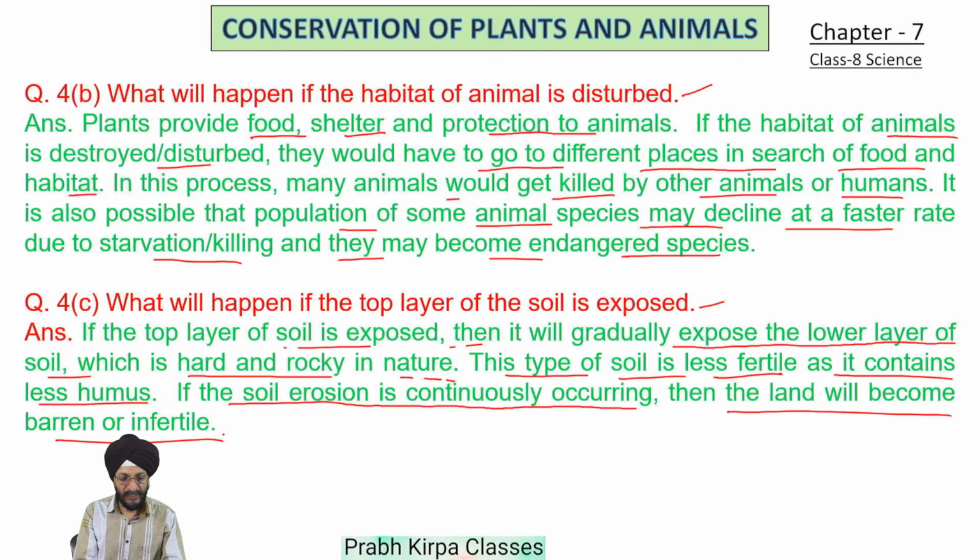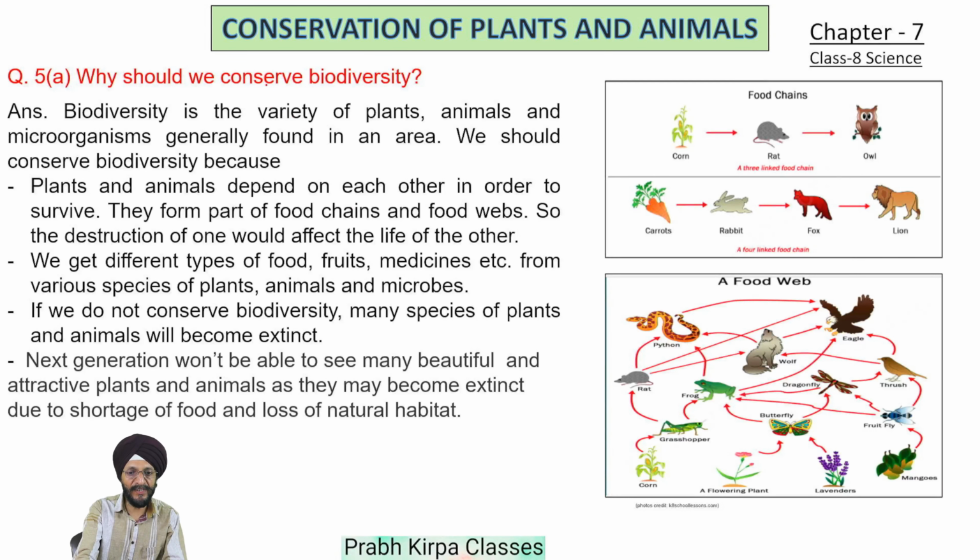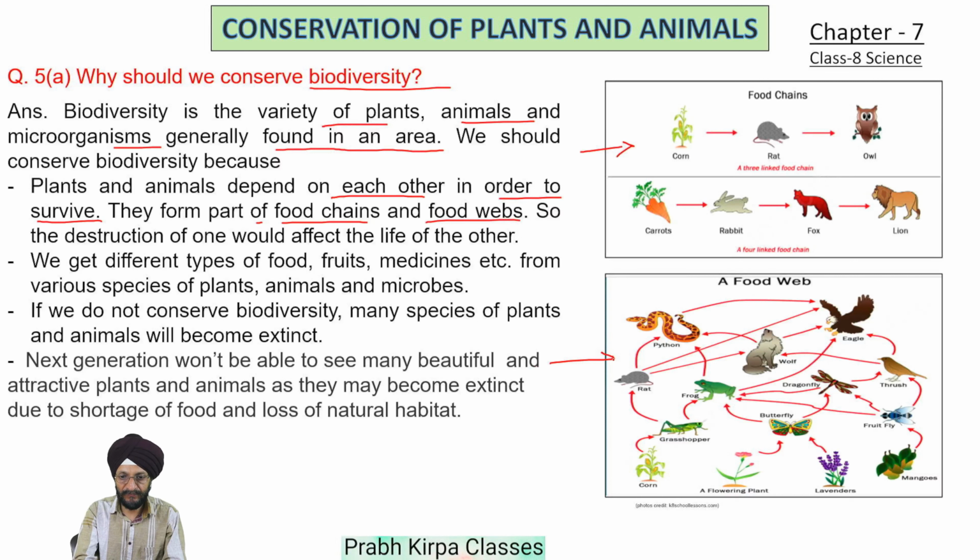Now we will see question 5a. Why should we conserve biodiversity? First, we understand what is the meaning of biodiversity. Biodiversity is the variety of plants, animals and microorganisms generally found in an area. Now, why is it necessary to conserve biodiversity? Because plants and animals depend on each other in order to survive. They form part of food chains and food webs. So, the destruction of one would affect the life of the other.